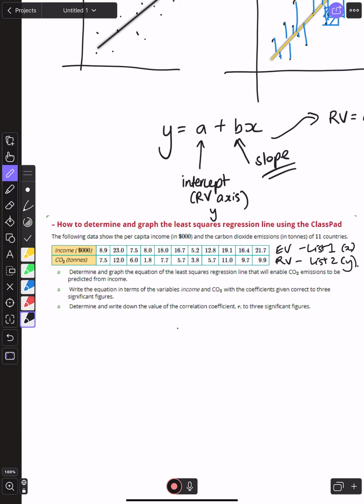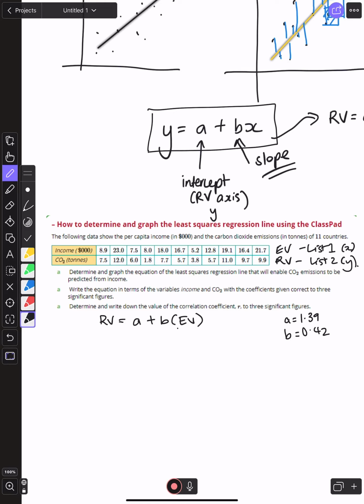So first step is you're going to write down the equation, which is up here, or you can write it down like this. So RV is equal to A plus B times EV. Remember that RV is your response variable and EV is your explanatory variable. And I'll just write down our values over here that we got from the calculator. So 1.39, B was 0.42, and R was 0.82.